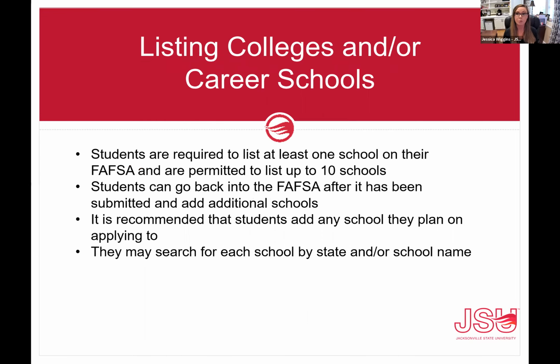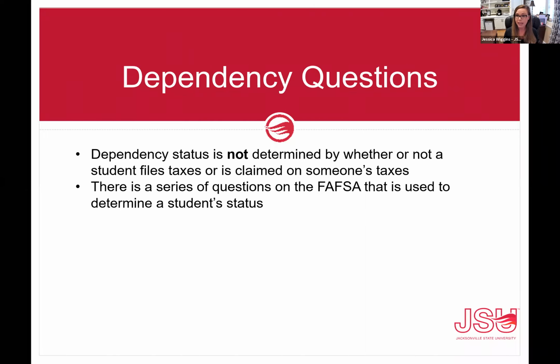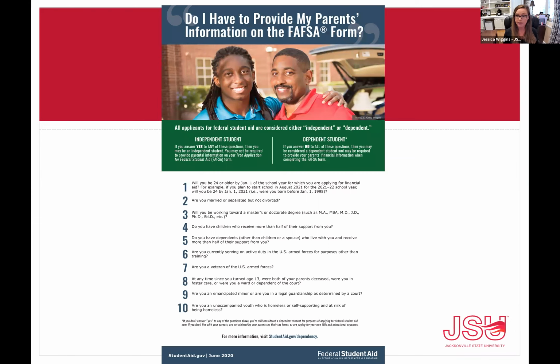The next slide is a picture from the studentaid.gov website that I mentioned. It's one of their infographics, so you could look at this at any time if you needed to. So this is the infographic. This actually does list every dependency question that's on the FAFSA. So if a student were to answer yes to at least one of the questions on this list, then that would make them an independent student. However, if the answer is no to all questions, then the student is a dependent student.